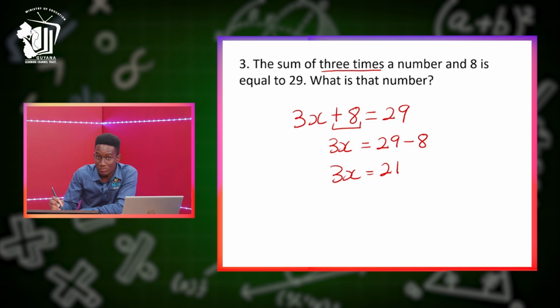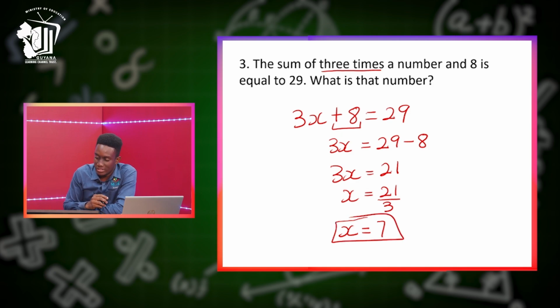And with 3, the 3 is multiplying the x. So we take it over, it will divide. So we'll have x is equal to 21 divided by 3. Hence x is equal to 21 divided by 3 is 7. So the number is 7. So let's see. The sum of 3 times a number, so 3 times 7, 7 threes is 21. So the sum of 21 and 8 is equal to 29. And that is true. So let's look at this one.